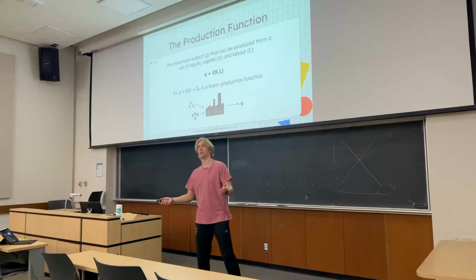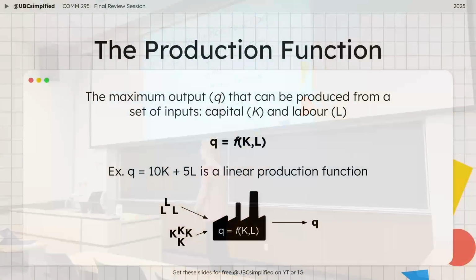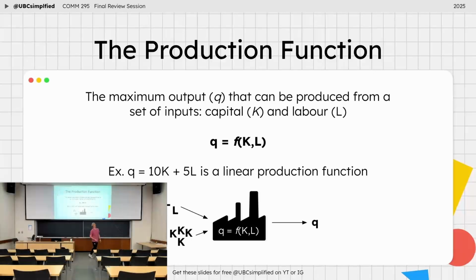So how do we make things? This is done through the input of capital and labor. We take these, put them together through a production function, and then we have a certain output. These output functions can vary in style. Some can be linear, some can be exponential, whatever it is. We take these inputs, capital and labor, put them through this little factory, and we get output, which is quantity.